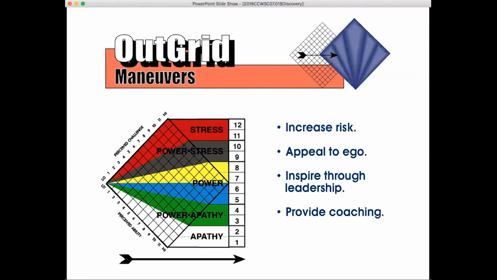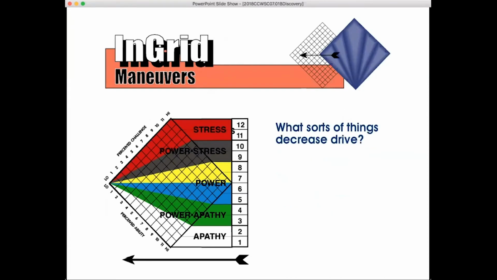So I've always thought that what we try to do is equip people to handle up-grid situations, but we also want to cultivate the person to be able to do internal changes or out-grid changes more deliberately. Let's talk a little bit about in-grid maneuvers.